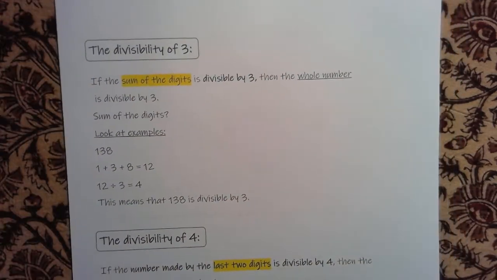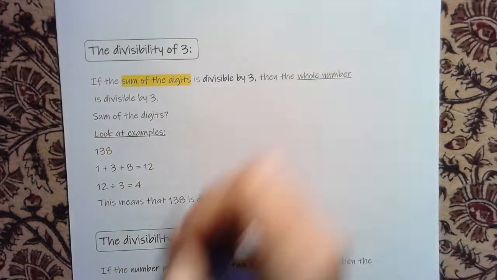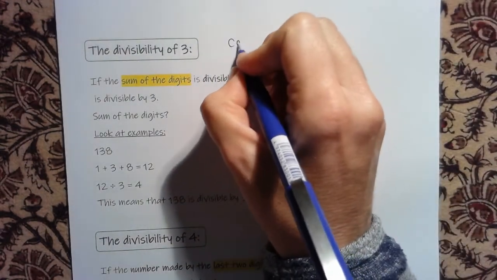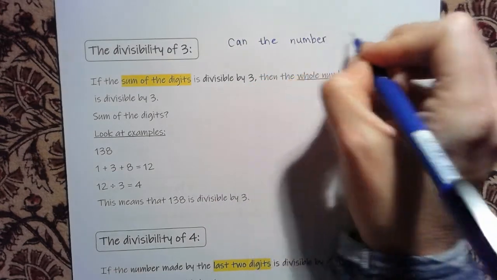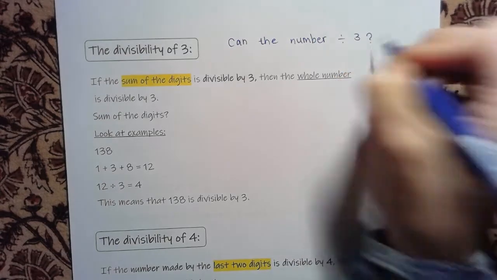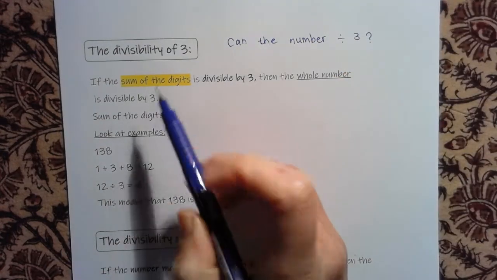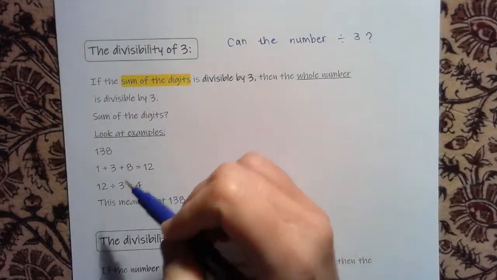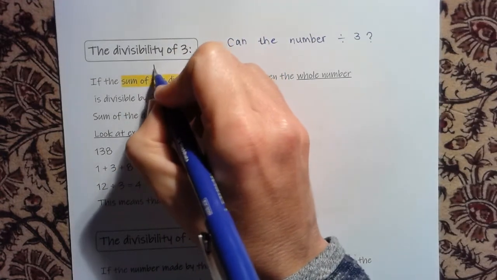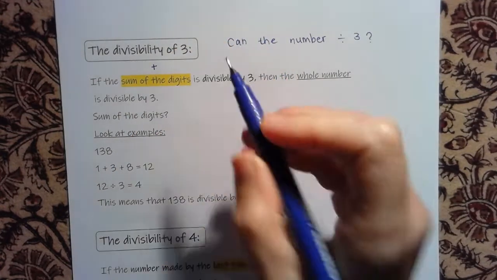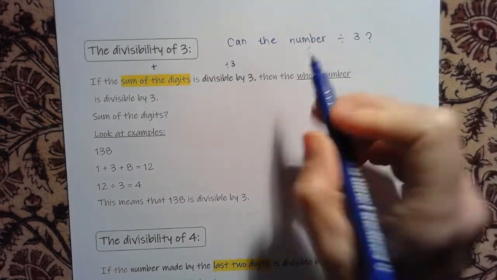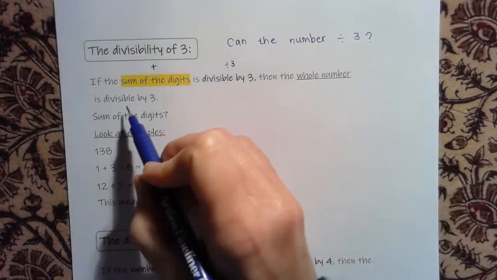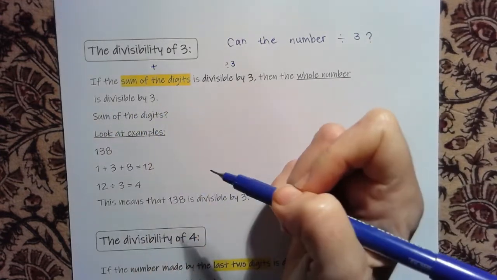Let's go to the divisibility rule of 3. So the question again, I'm not going to write this every time, just in the beginning: can the number divide by 3? Okay. How do we know that? If the sum of the digits, so what is the meaning of sum of? You have to add, plus, is divisible by 3, meaning it can divide by 3, then the whole number is divisible by 3.